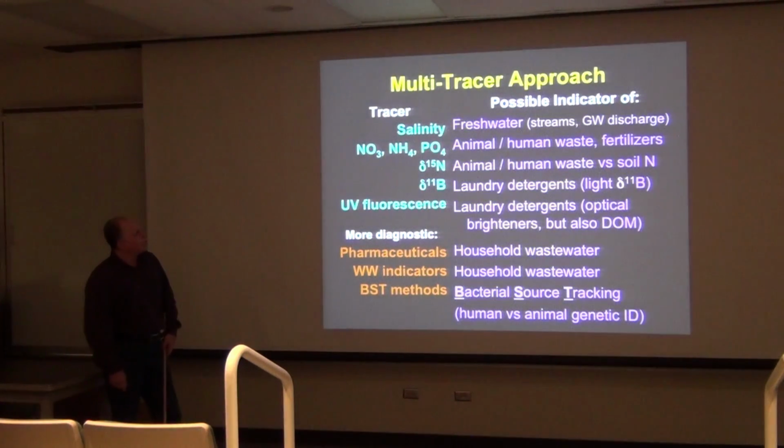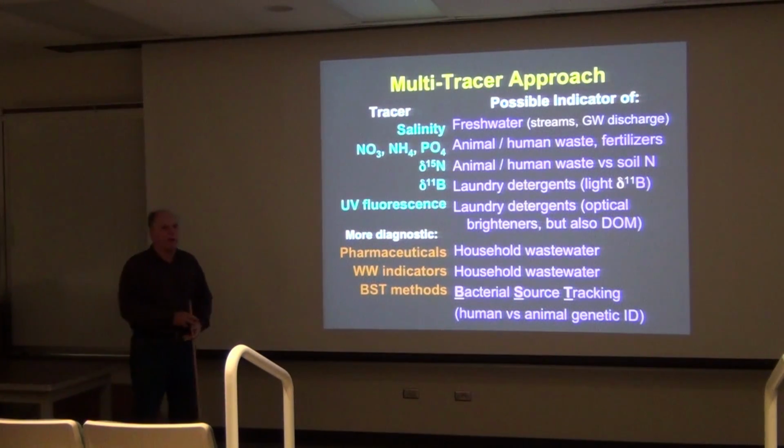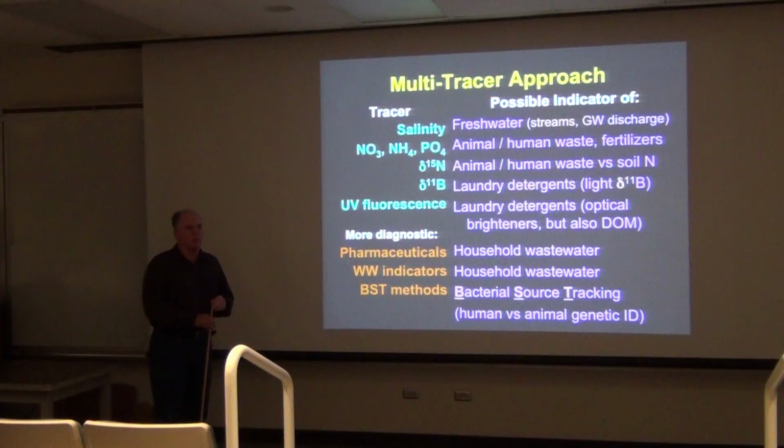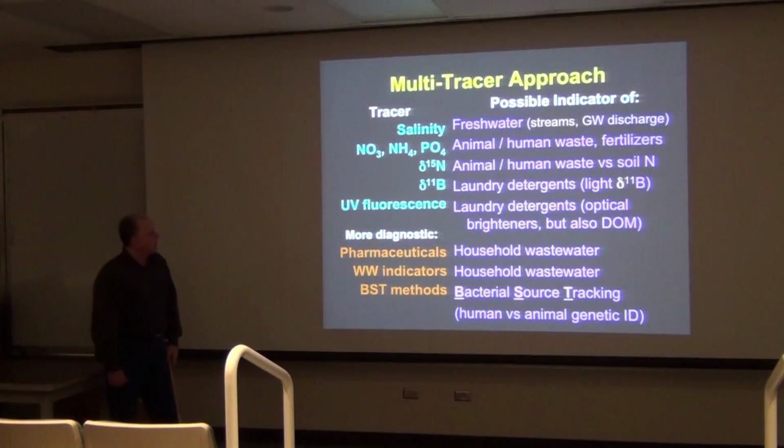We call what we were doing a multi-tracer approach. I list a bunch of them here. They're what I call ambient or inherent tracers. The other type of tracer, like Craig's group did, is what's called an introduced tracer, where you might take rhodamine dye and put it down a well and look for it off the shore. But the philosophy here is to test for things that are already in the water because they might indicate something.